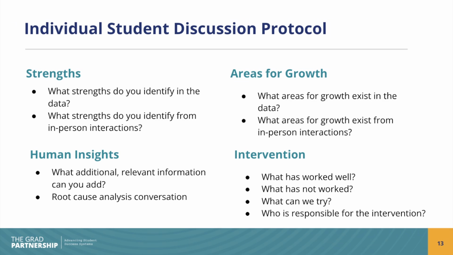Here is a suggested protocol for discussing individual students in a student success team meeting. This protocol allows for teams to stay on task and minimizes side conversations that can sometimes distract from getting to a root cause or intervention. Each student is assigned an adult who is responsible for the follow-up of the intervention.